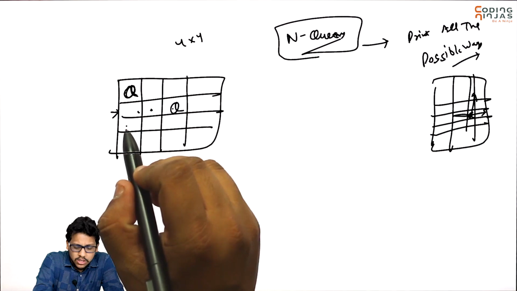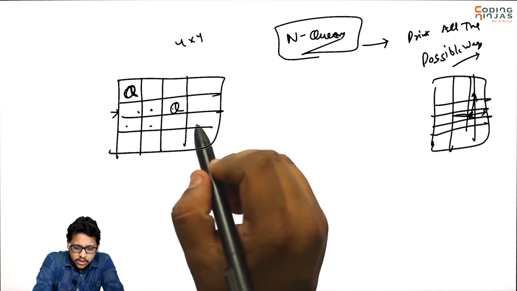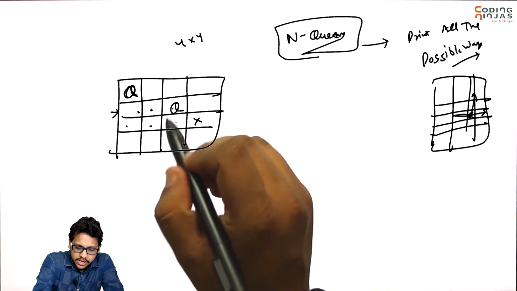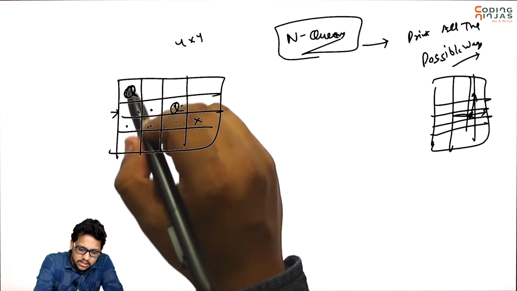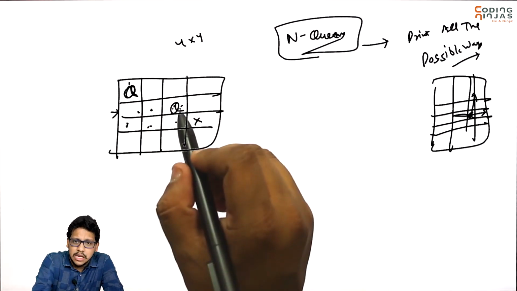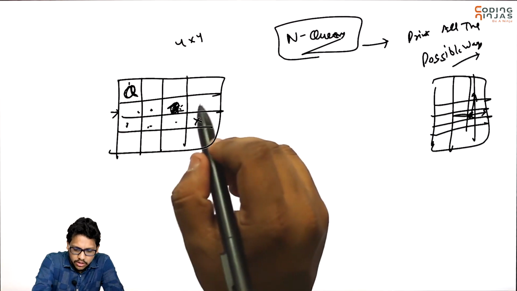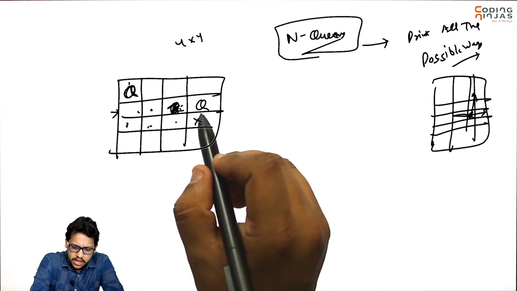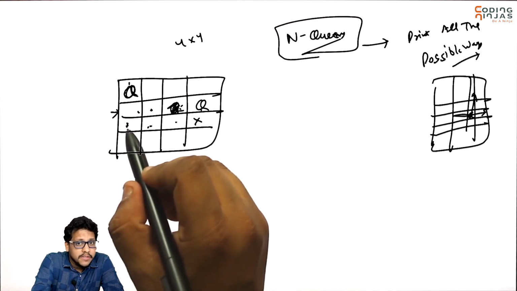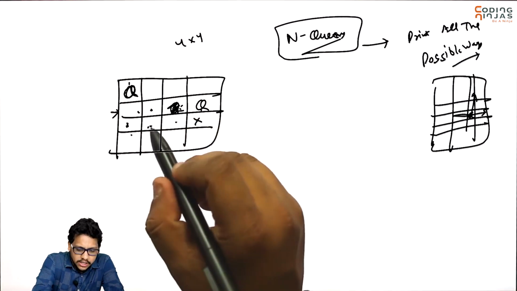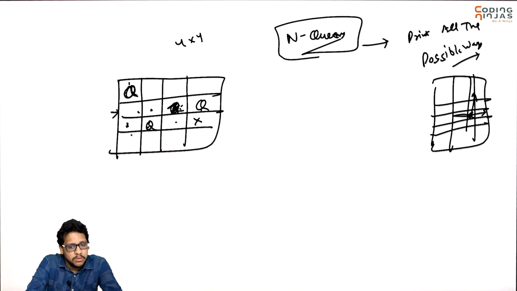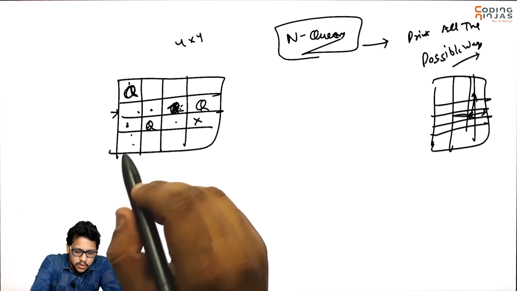You will come here, and you cannot put here, here, here or here, because this Q will cut in each case. So you will come back, having explored this path, and place Q here. Again you have placed Q here, you cannot place here because this Q will cut. You can place Q here because nobody will cut. Then you will move on to the next row.